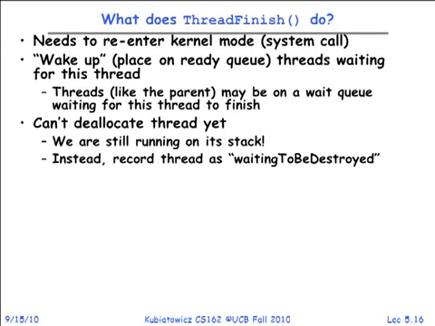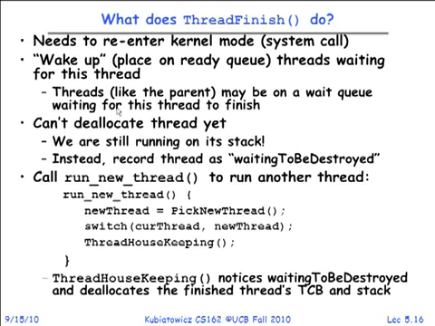So what happens, so thread finish has re-entered kernel mode, woken up any threads that are waiting for it to finish, and then it executes run new thread. So it picks a new thread, calls switch, okay, and then calls thread housekeeping, which at that point we're running on a different stack, and we can basically notice that waiting to be destroyed is there, and we can deallocate the thread. Okay, so we've had to actually switch into somebody else's stack and then execute thread housekeeping, and then we're done. Okay. These are the little magic.